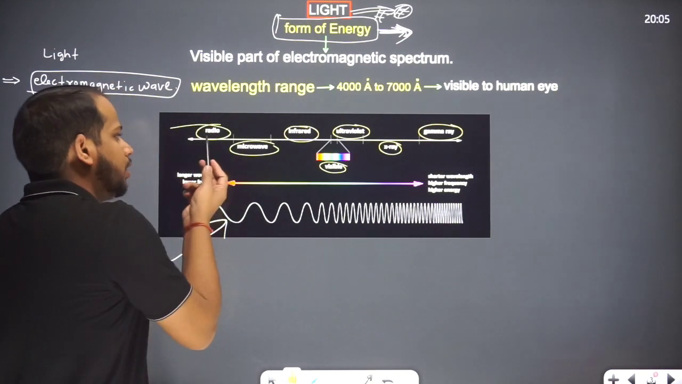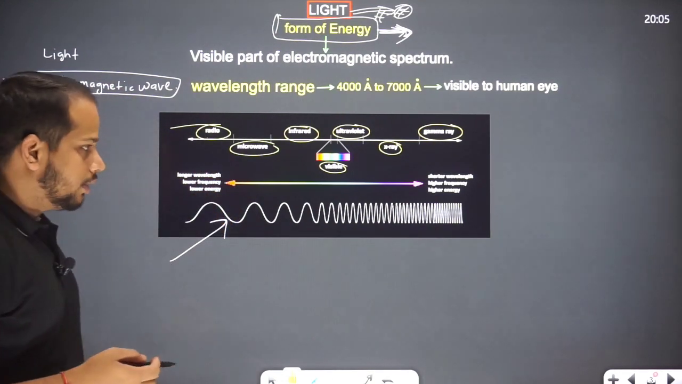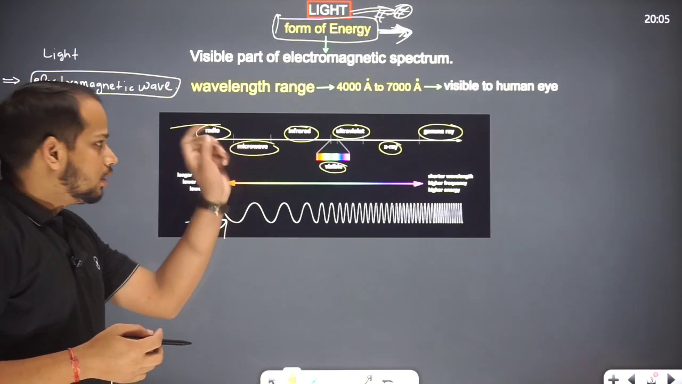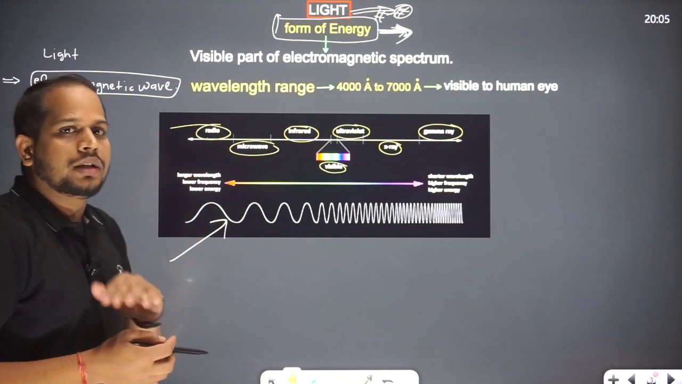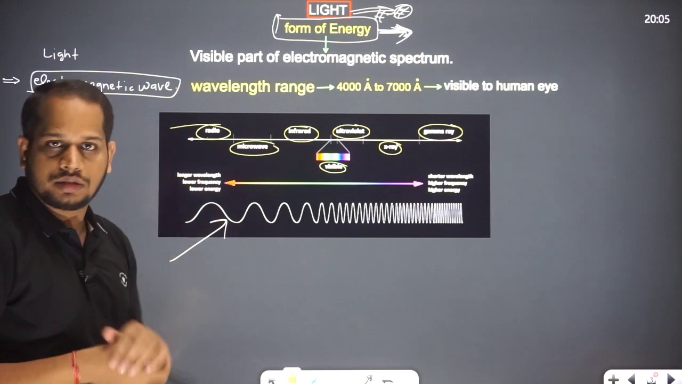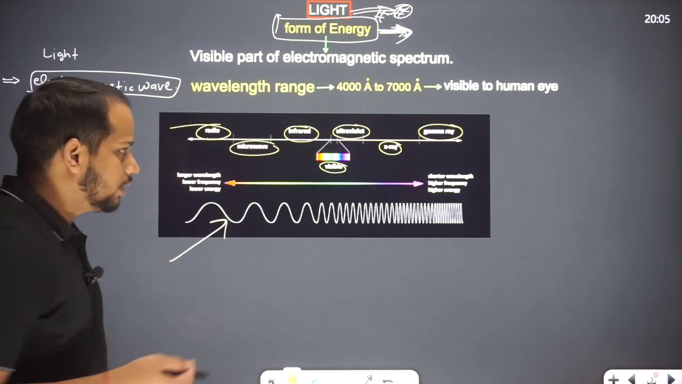Radio. Actually, the radio is also microwave. But what is happening in this one, microwave? The radio wave is basically microwave of very high wavelength. That is called radio wave. So let's see in this one.